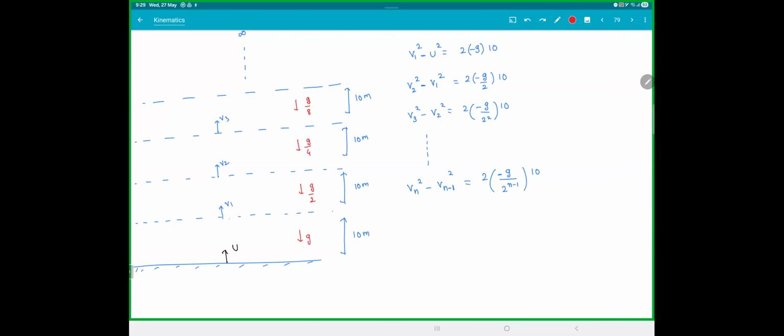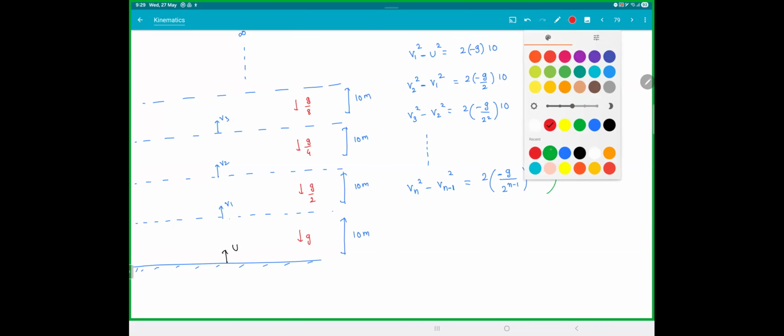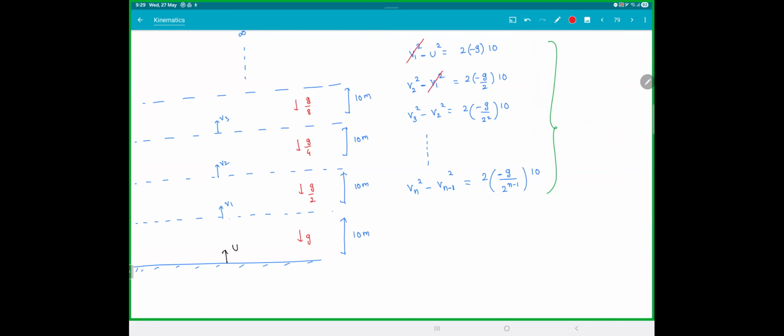This is a very important model. These kinds of functions, if you see, there is something interesting. If you add all of them, you will notice this v1 square will cancel, this v2 square will cancel, this v3 square will cancel, and so on until vn square. All of this will cancel, and you'll be left with vn square minus u square is equal to minus 20g, and take out the common factor 1 plus half plus 1 by 2 square, and so on till 1 by 2 power n minus 1.